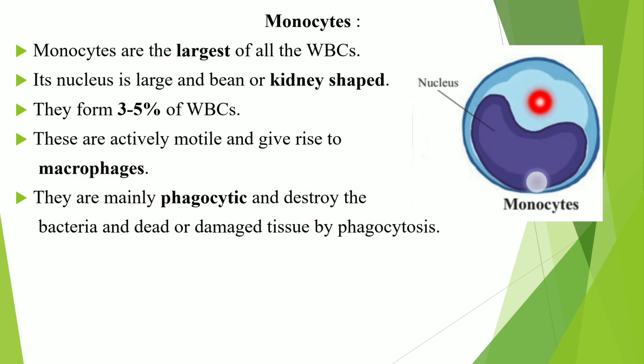So macrophages are the larger cells produced inside the blood. They are actively motile, means they can move in the body. They are mainly phagocytic, means they can engulf the foreign particles or pathogen or antigen, and they can destroy it. They can destroy bacteria, dead or damaged tissue of our body by phagocytosis. So these are the monocytes.